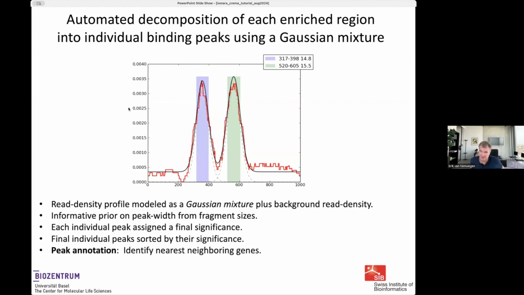Okay, so there is a final step where we go into every enriched region, look at this red curve and fit it to a mixture of Gaussian peaks, where the width of each Gaussian peak is determined by the fragment size that we've estimated previously, because when you have a particular peak, you expect to get a Gaussian shaped peak of a certain width. And so in this way we decompose all the enriched regions into individual binding peaks. And finally, we annotate these peaks by finding the nearest genes and so on.